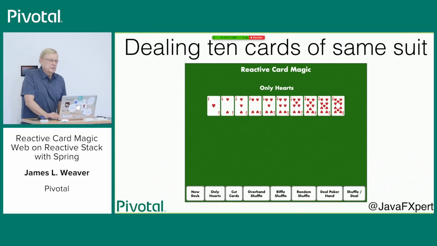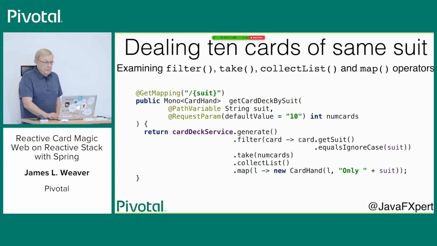So here's a use case. We deal 10 cards of the same suit. And I showed you I hit only hearts, it dealt those cards. So here is the annotated controller that responds to that and deals those cards, that sends those cards back.